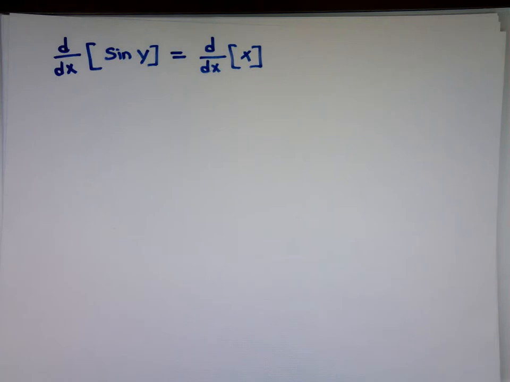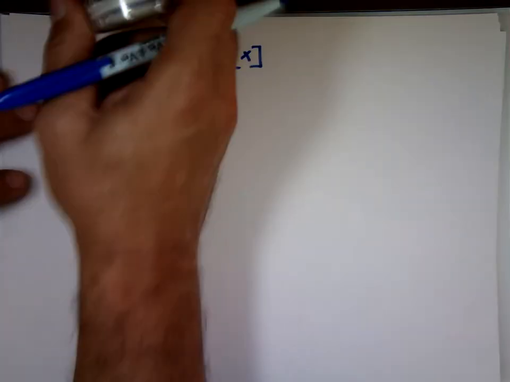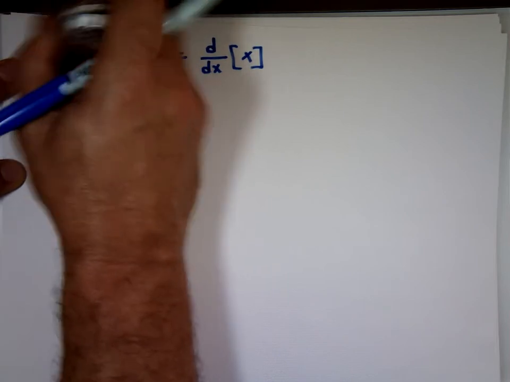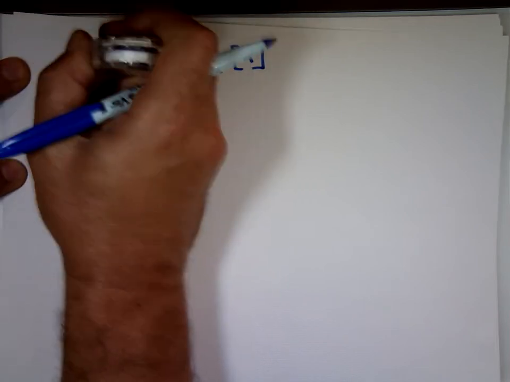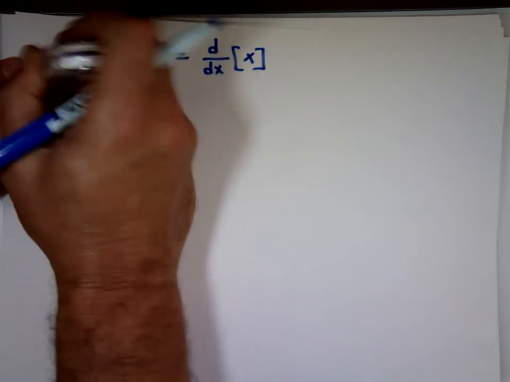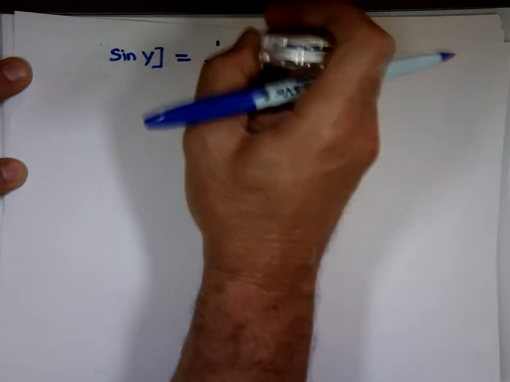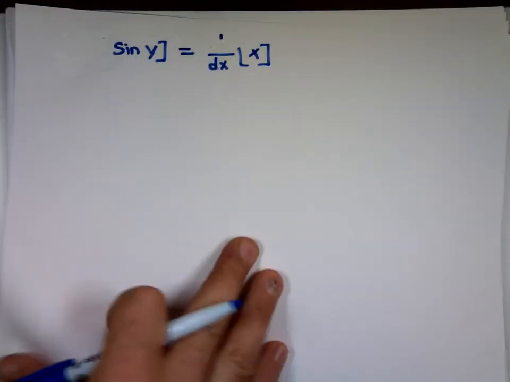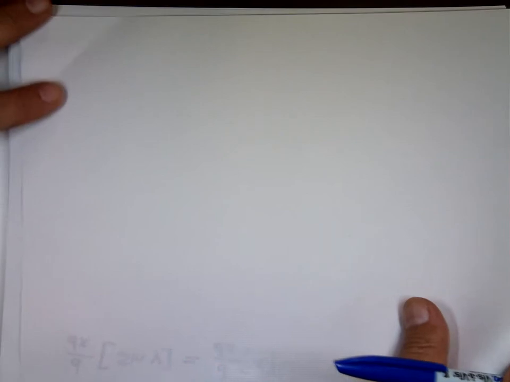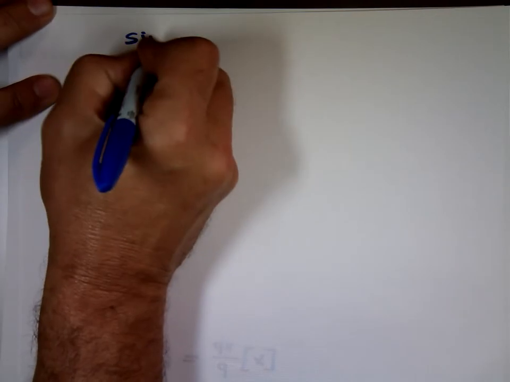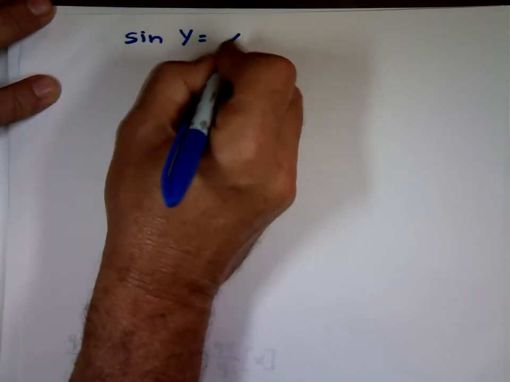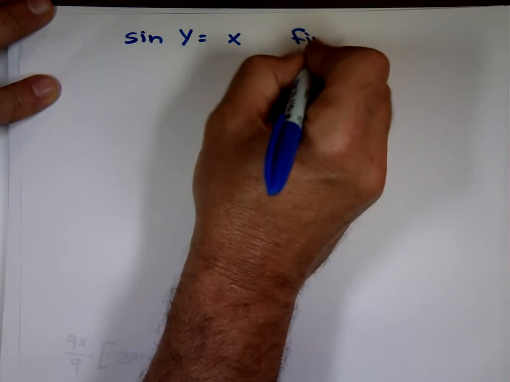Let's find the derivative here. The question was actually, I already jumped the gun. I know what I'm doing. The question was sine of y equals x. Instead of wasting my paper and eraser, find, I already jumped the gun, dy/dx.